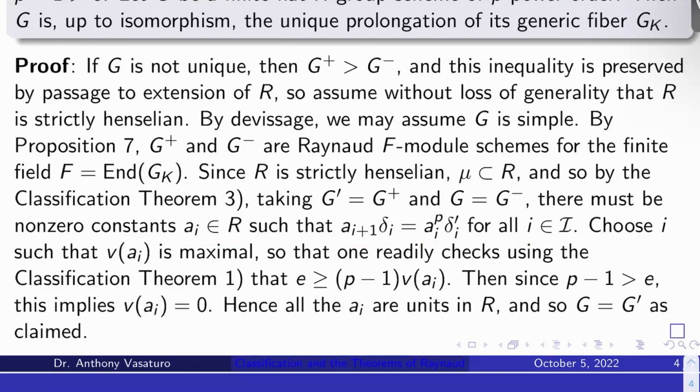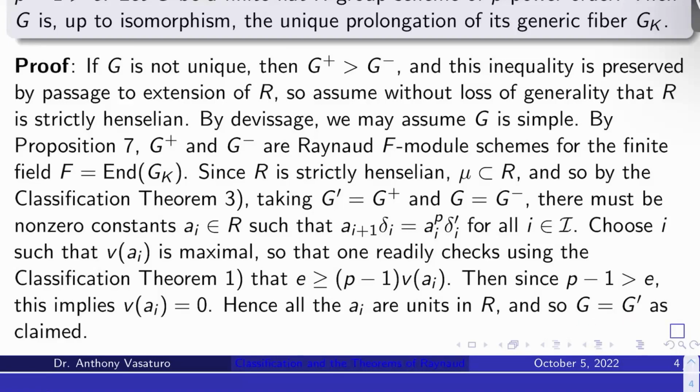So here's what I'll do. I'll just choose i so that v of a_i is maximal. And then it's easy to check using the classification theorem part 1 that e must be bigger than or equal to p minus 1 times v of a sub i. But remember, p minus 1 is bigger than e, so v of a sub i must be 0 then. Well, that just means the a_i are units in R, right? But that just means G is G prime, which is the claim.